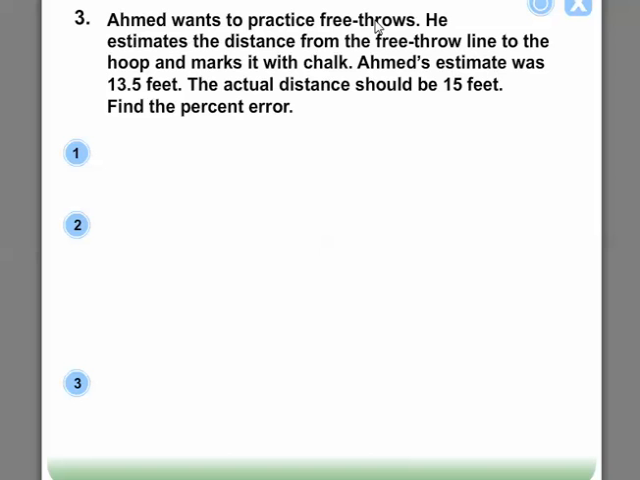Ahmed wants to practice free throws. He estimates that the distance, so here's the key word, he estimates, so we know we're finding percent error because he's just guessing. He estimates that the distance is 13.5 feet, when in reality it's 15 feet. So he underestimated, and we want to know by what percent, not by how much, but what percent. So now let's take a look at what he did.